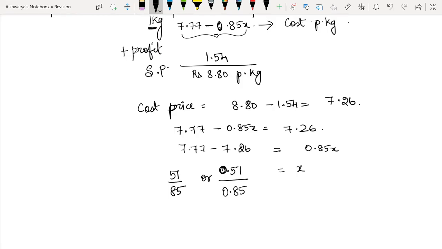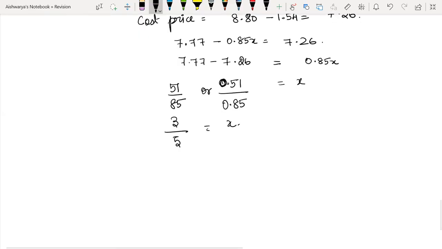See if you can, what tables would be applicable here. Just think about it. 51 and 85 will be divisible by what? 17. Correct. So dividing by 17, you will get 3 by 5. This is a better way to do it. So once you get 3 by 5 as x, then 1 minus x will be 2 by 5.